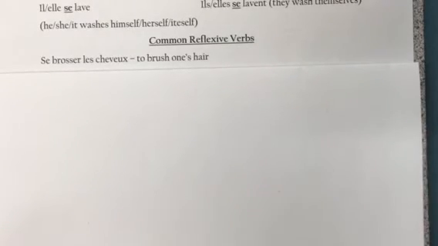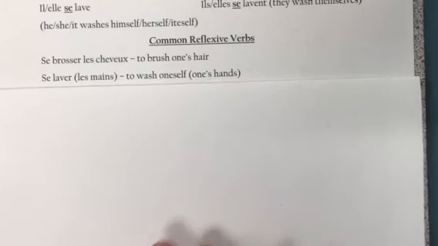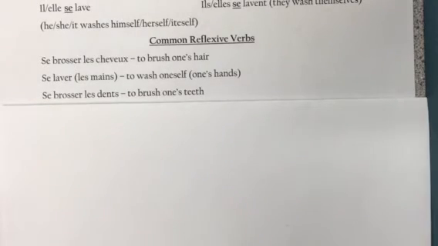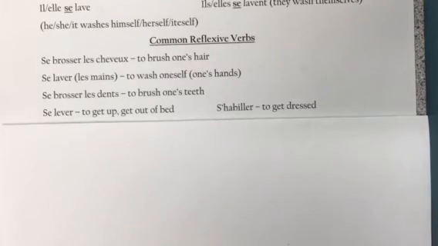Okay, so you have se brosser les cheveux, to brush one's hair. So if I want to say I brush my hair, I'm going to say je me brosse les cheveux. Se laver, and that was our example at the top, to wash oneself. If you want to say wash your hands or another body part, you would use it specifically: se laver les mains, or whatever else you washed. Se brosser les dents, okay, so je me brosse les dents. If you're with a friend and you guys are brushing your teeth together, then you would say nous nous brossons les dents, okay. And then se lever, to get up or to get out of bed.